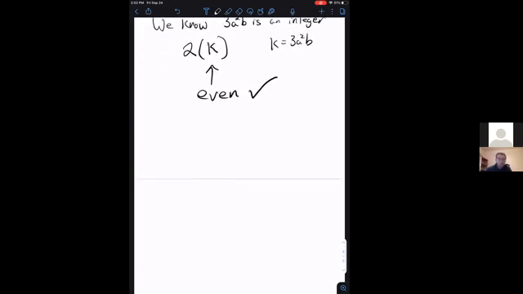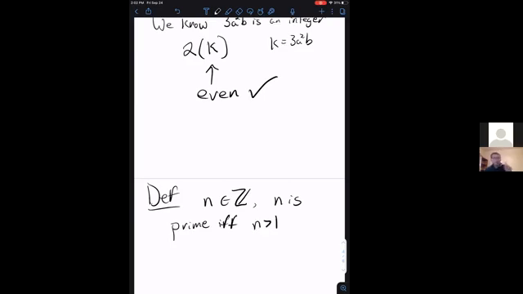Okay, so here are some more definitions. Okay, the definition of prime is weird. Okay, so n is an integer. Okay, n is prime if and only if n is greater than 1, so we're defining prime numbers, got to be greater than 1.